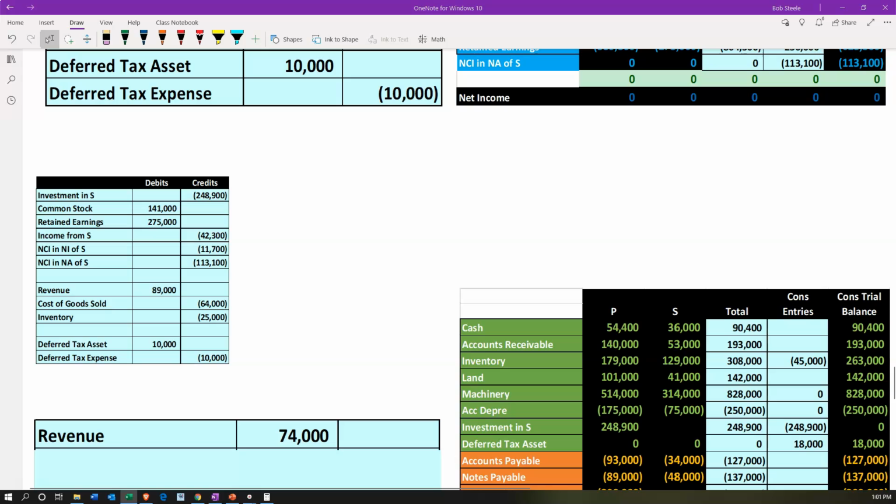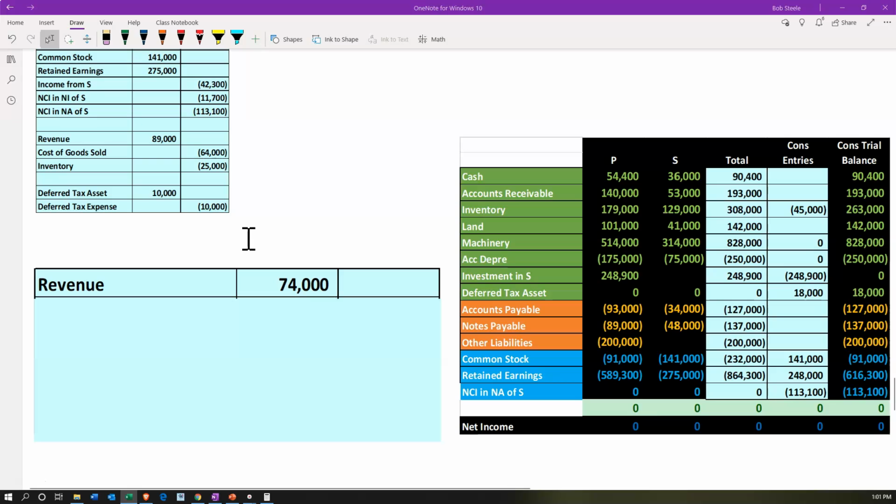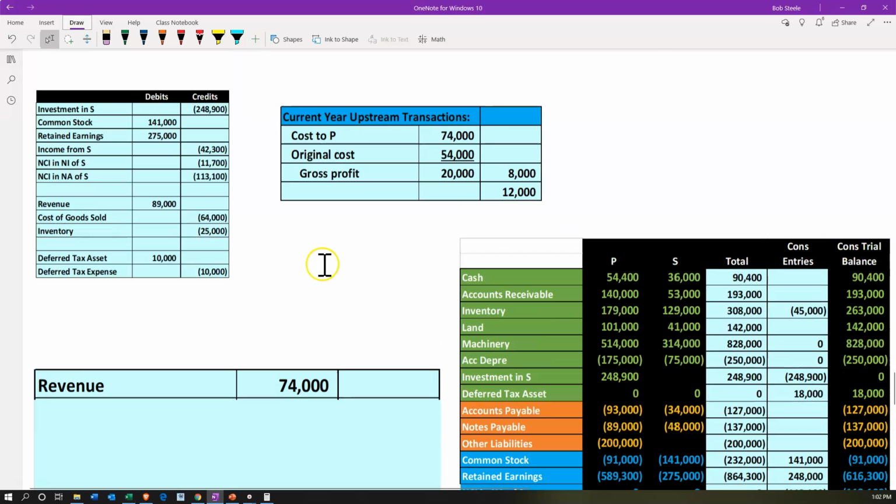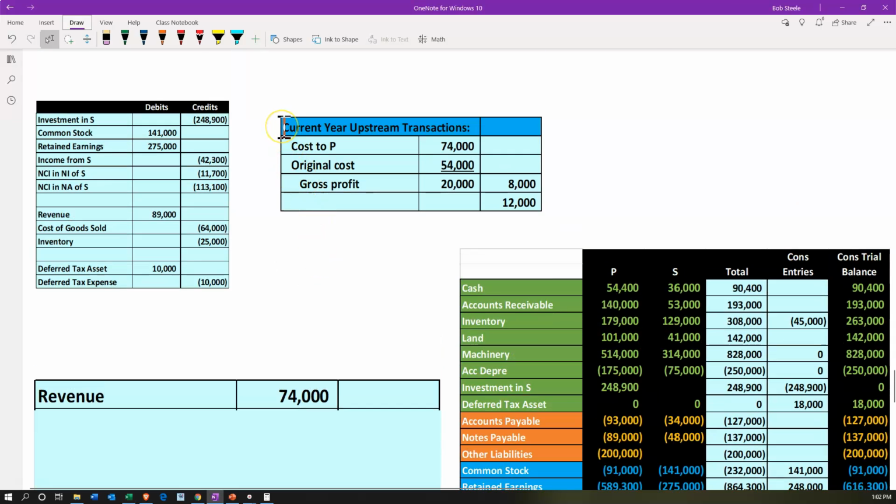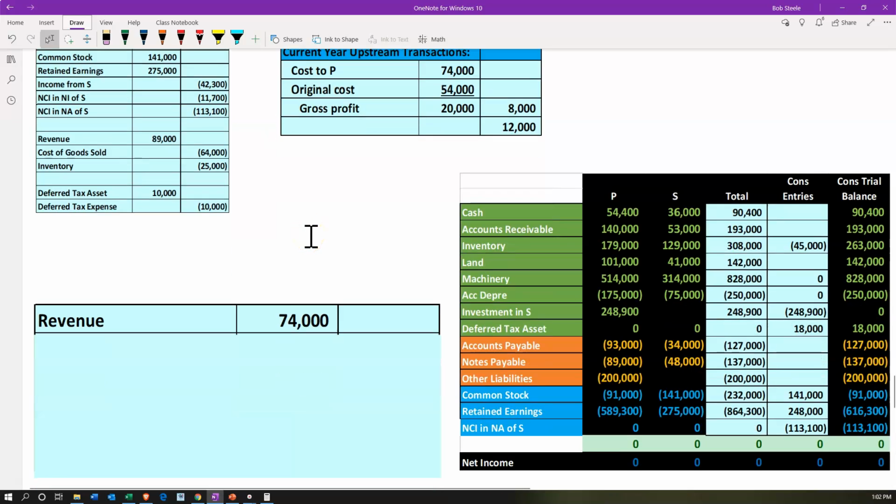Now we're going to be moving on to the next entry, basically related to the inventory transactions. Let's pull those into place here so we can see them this time. So this is the current year upstream transaction. We're going to do the same thing. We're going to be reversing the revenue.